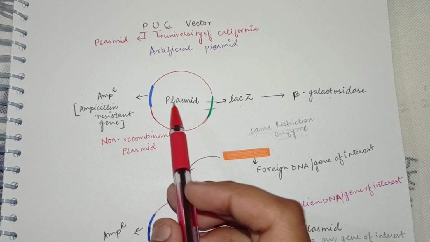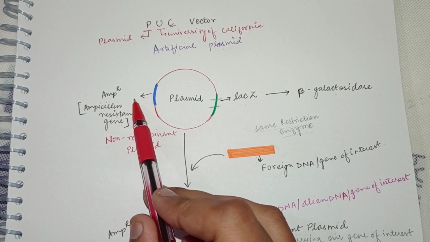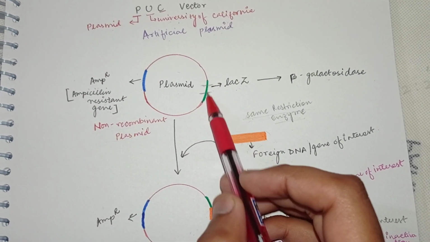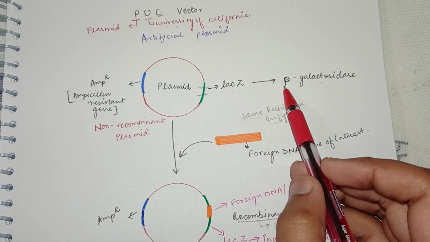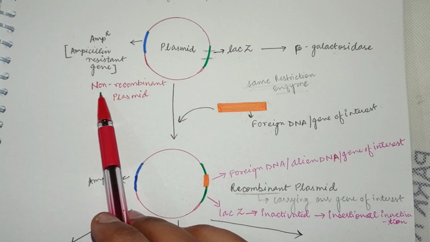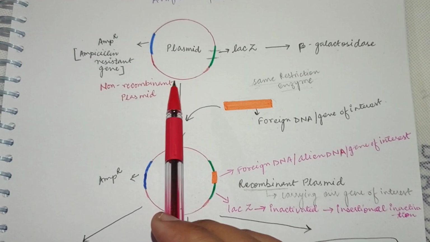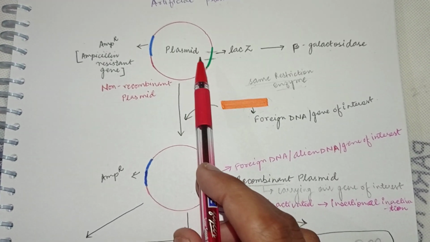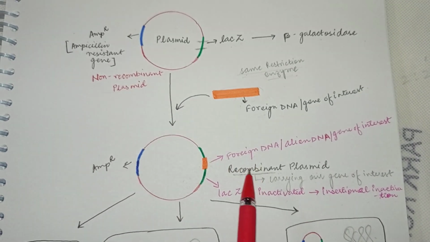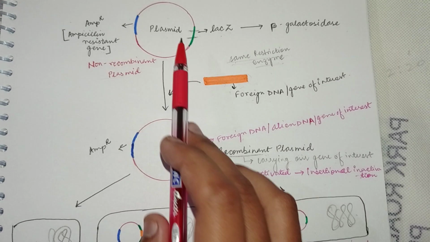Let's see a plasmid. This is the ampicillin resistance gene, which provides resistance against the ampicillin antibiotic. This is the lacZ gene, which codes for the beta-galactosidase enzyme. This is a non-recombinant plasmid, because initially our foreign DNA or gene of interest has not been added. So now let's add our foreign DNA or gene of interest into the lacZ gene.